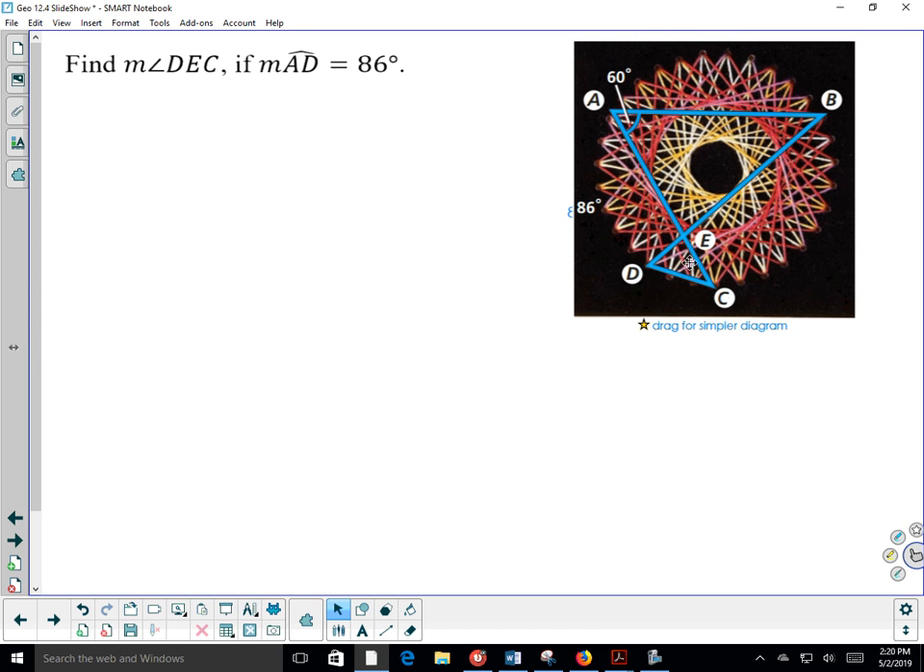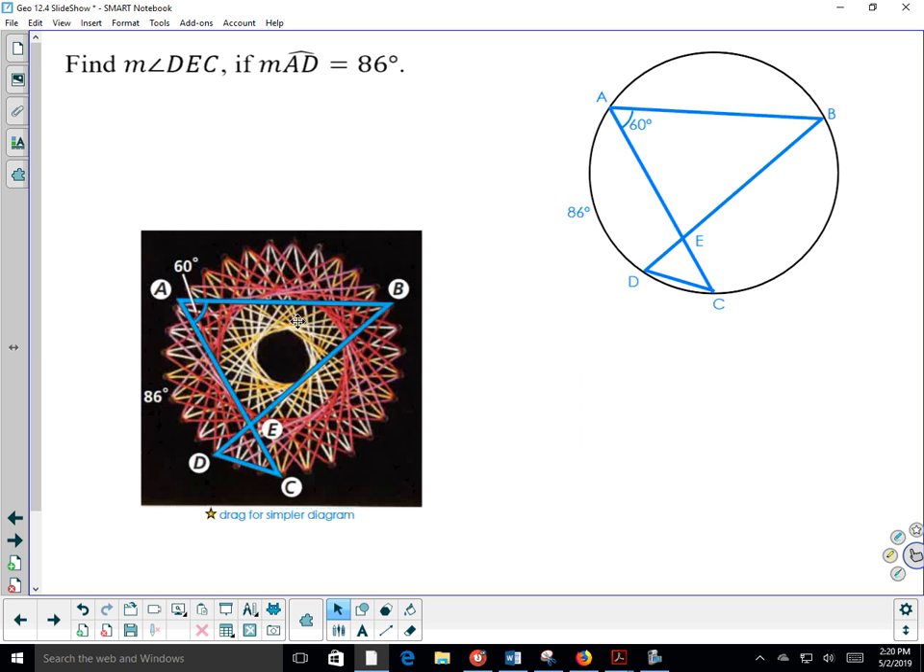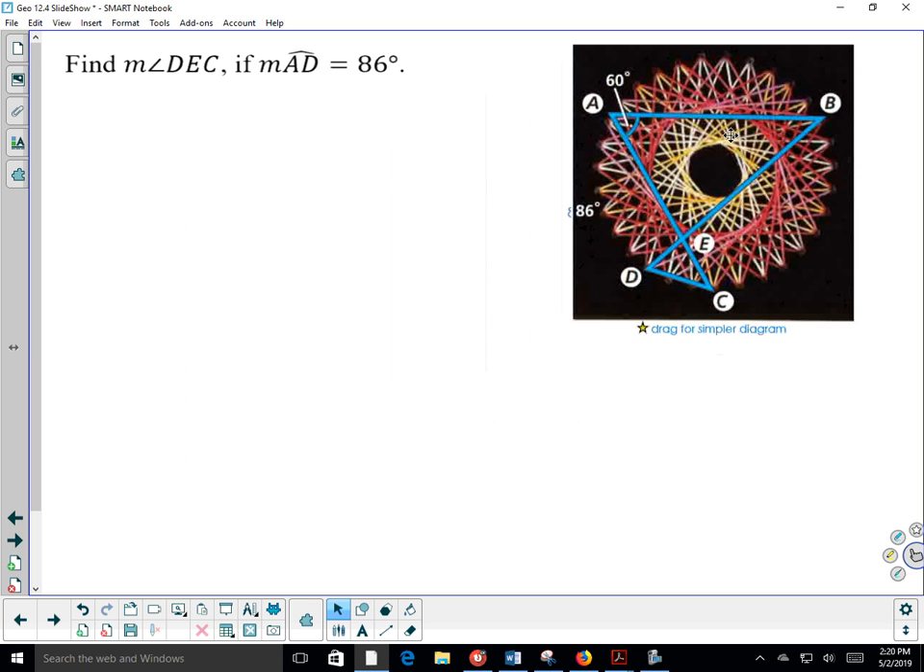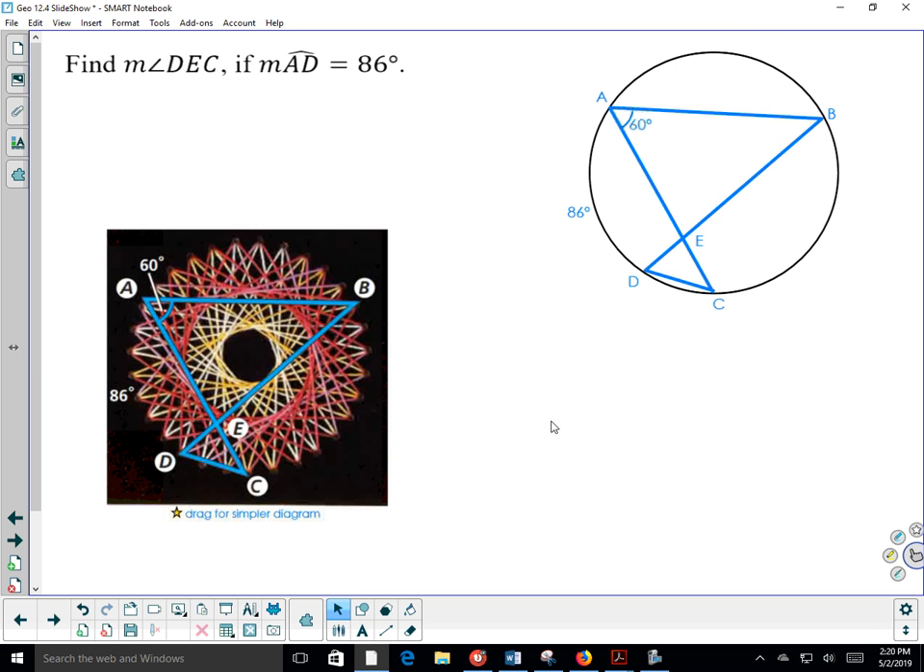All right, so we have this cool thing, a simpler diagram. We're supposed to find the measure of angle DEC. Okay, so we have this picture. Find the measure of angle DEC if the measure of arc AD is 86. So here it is drawn a little bit better. Angle DEC is what we're trying to find. That's this angle here. If the measure of arc AD is 86, that's this arc here. Agreed? And we do see that this angle here is 60.